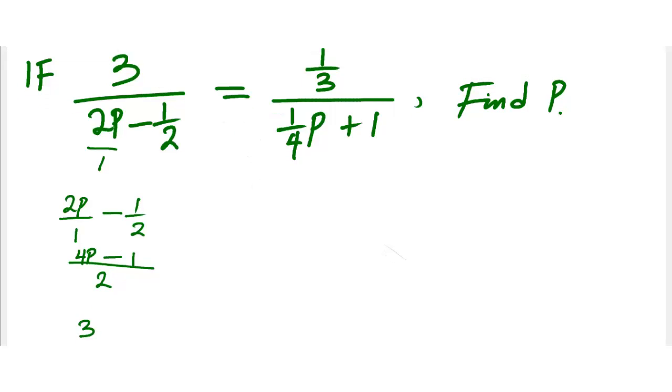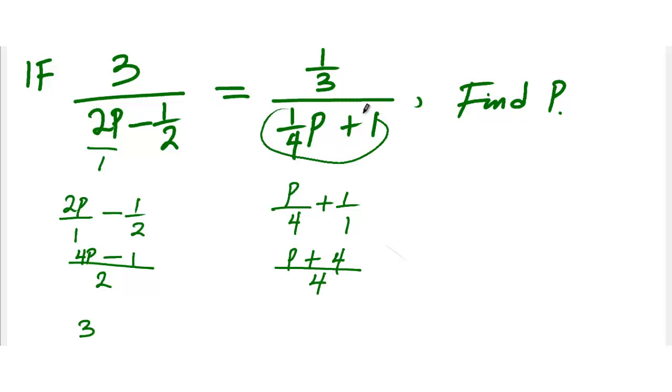So for this other side too, if I want to write the denominator, this P over 4 plus 1 over 1 can be written as, if I find the LCM, it will be 4. 4 in 4, 1 times P, that is P. Plus 1, 4 in 4, 1, 1 times P, that is P. So 1 in 4, 4 times 1, that is 4. So here we have P plus 4 over 4. That is only for this denominator.